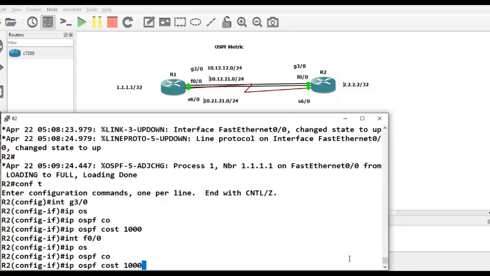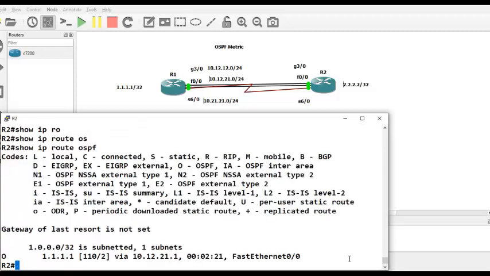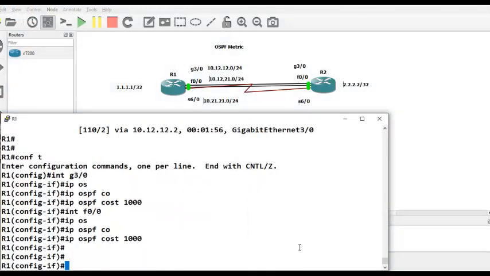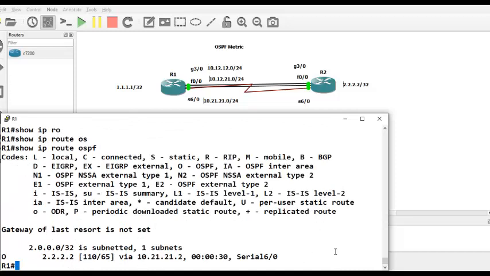Now let's verify. Show IP route Ospf. See, only one route via serial. Only via serial. Both gig Ethernet and fast Ethernet has become bad. Show IP route Ospf. It is only serial. Serial cost is only 65. But what is the cost I have given for gig and fast Ethernet? 1000. Which is too high. So manually like this you can go and do tuning. This is how network architects play with the protocol.